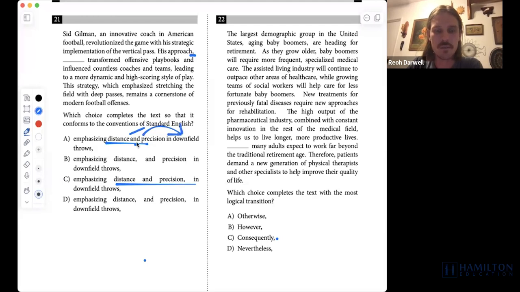downfield throws here. And because this and is taking the place of what could be a comma, right? You could have said emphasizing distance, precision in downfield throws, right? We don't want to use a comma between the and, because that would suggest that he's emphasizing distance and then another element, which is precision in downfield throws. All right, so we cannot have a comma between the two, right, which gets rid of B and D. Then finally, why can we get rid of C? Well, C suggests that we need a comma here, which we clearly don't, because that separates our modifier from what it's modifying. So that is how we arrive at A.